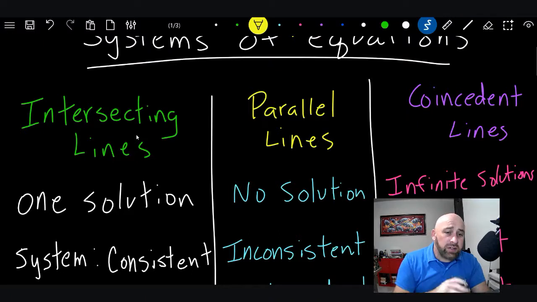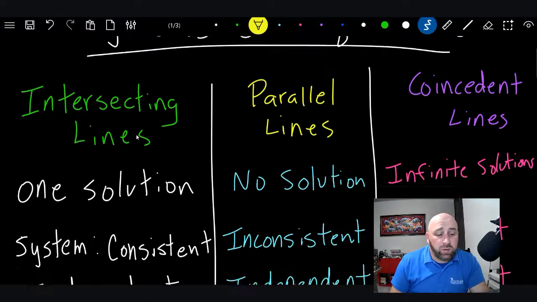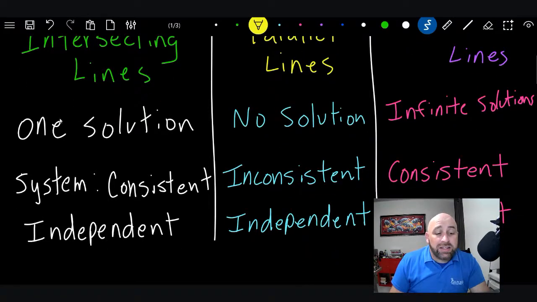So intersecting lines, that's the first type. They just cross each other one time. That's called a consistent system, because the answer is consistent. And then independent. What does independent mean? They're not the same line, basically. They're their own separate lines.